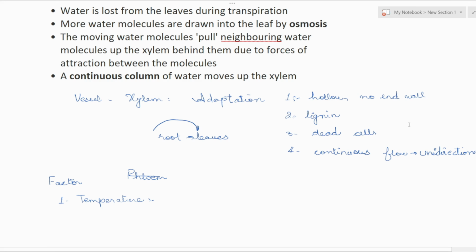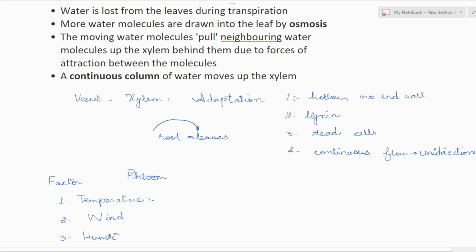What do you think? And why? Good. So they get evaporated more. Second factor is wind. We have done one question related to wind yesterday, right? There was a graph given related to the potometer. So, what will happen if there is more wind? The rate of transpiration will increase. Okay, what about humidity?